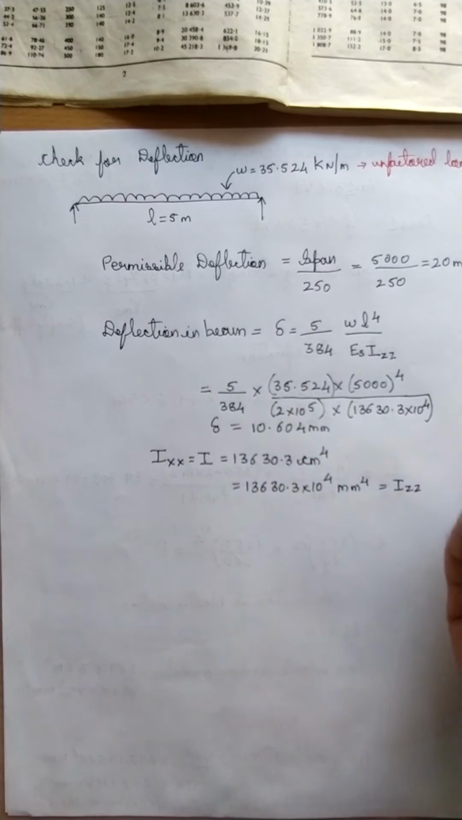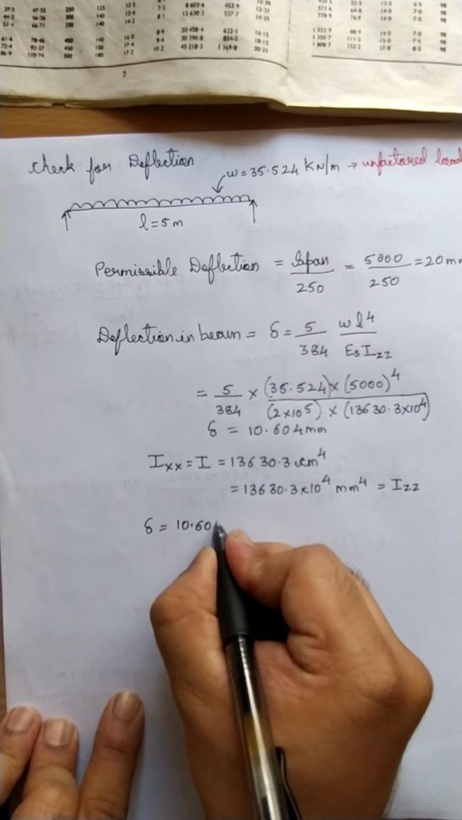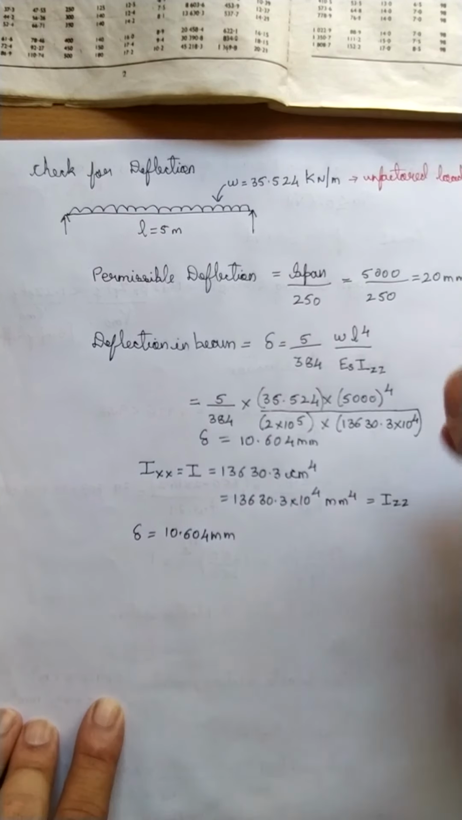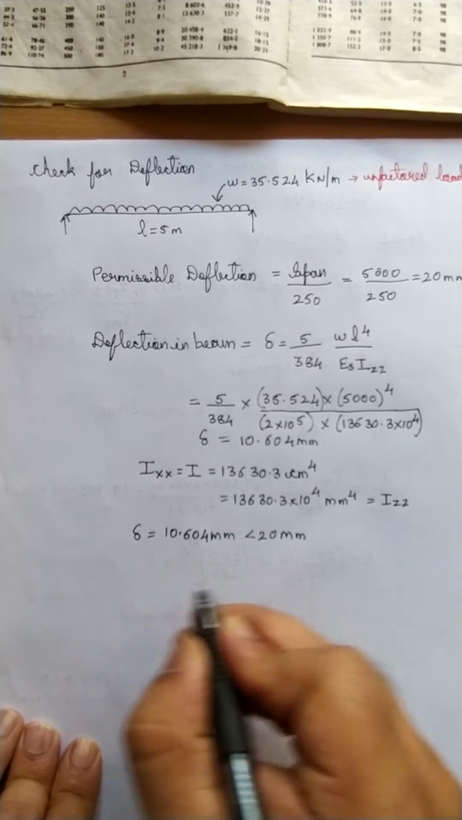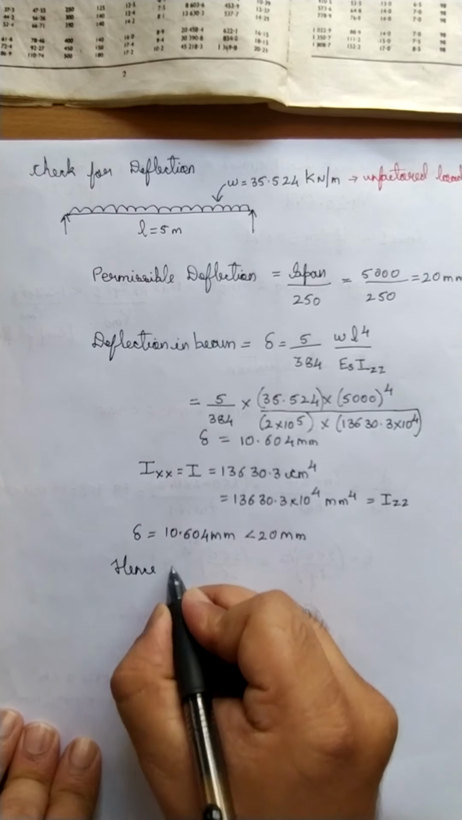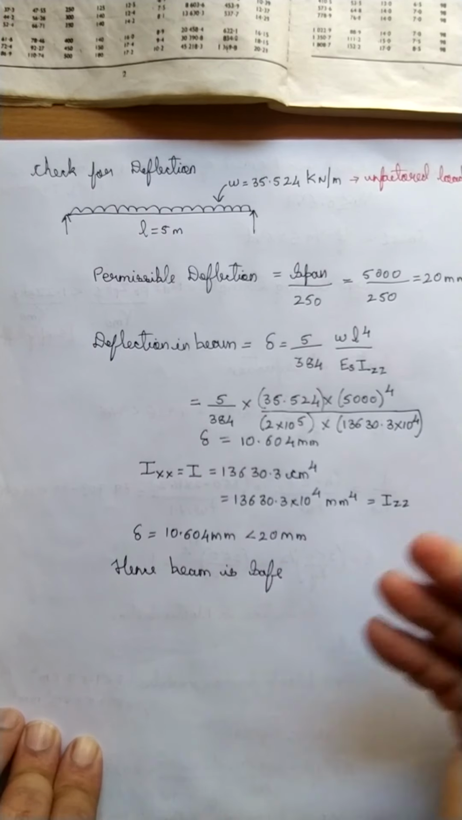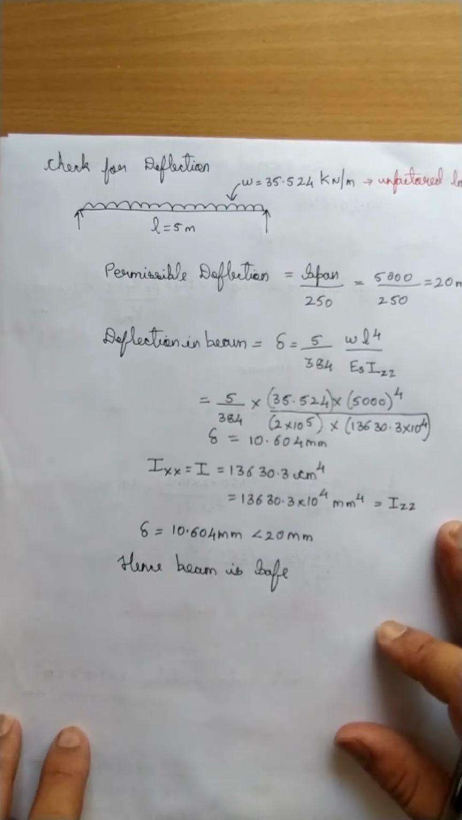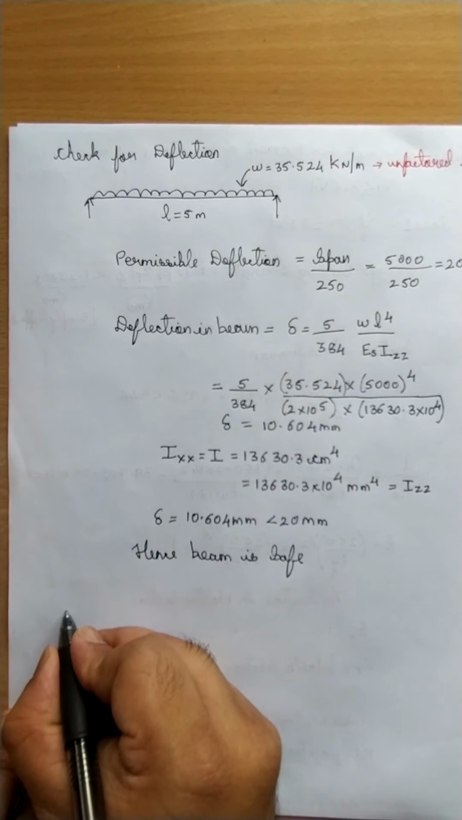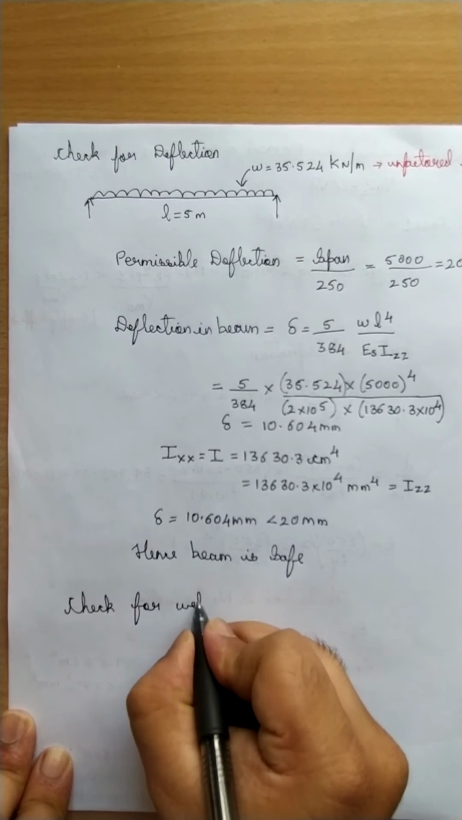So how much deflection we got? Deflection we got as 10.604 mm, and what is the maximum permissible deflection? It is 20 mm, so it is less than 20 mm. Hence the beam is safe in deflection, or the section is safe in deflection. Now let us go with the next step. So I will write it here only. So next we'll go for check for web buckling.